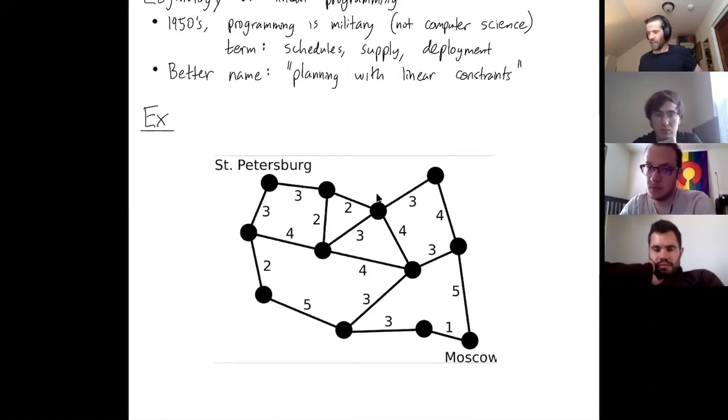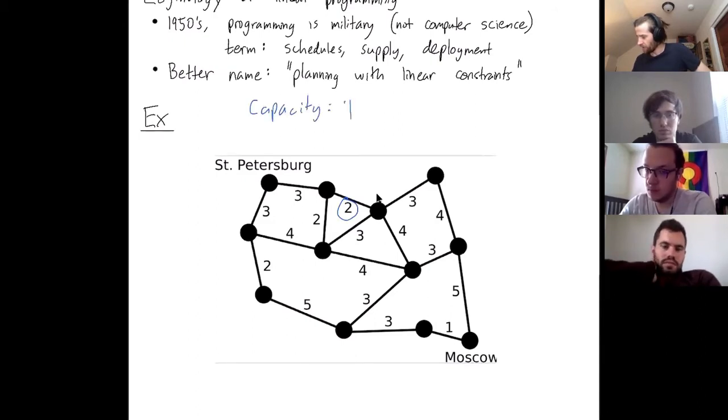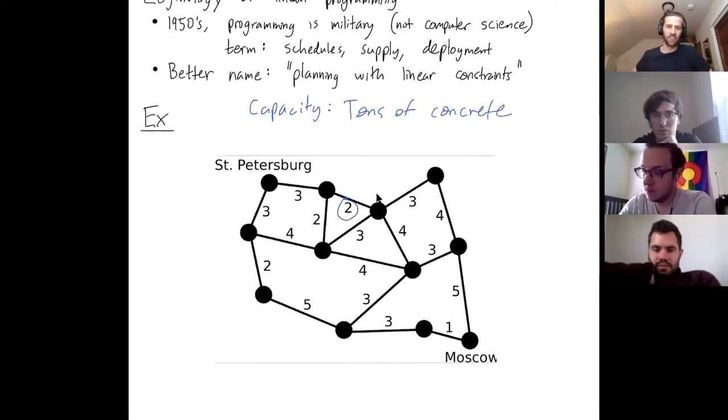I've simplified the graph, but the Russian mathematician Tolstoy was trying to figure out the most tons of concrete you can ship from St. Petersburg to Moscow in a day. Each label on an edge is a capacity in terms of tons of concrete. Each dot in this graph is a city, and each number on an edge is labeling the capacity of tons of concrete that you can flow in a day.